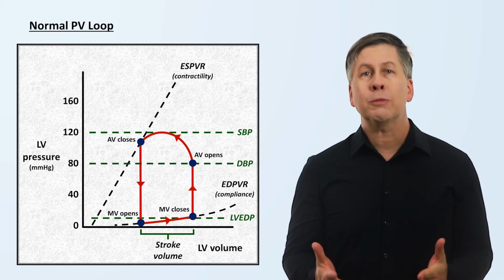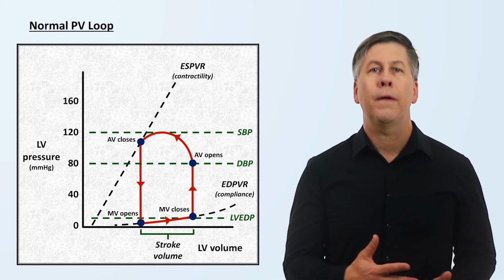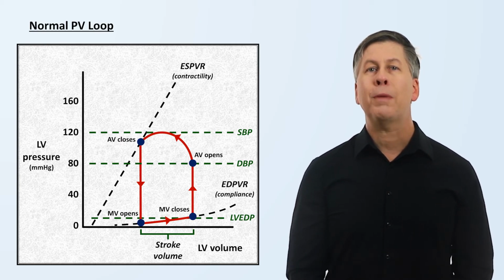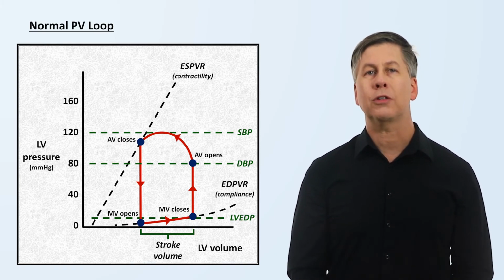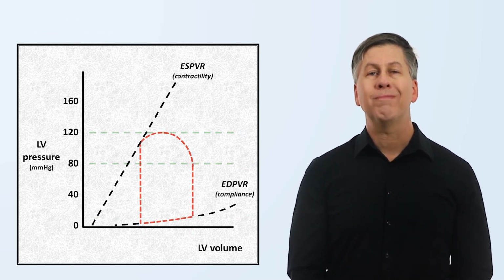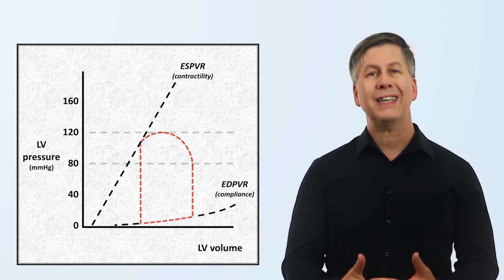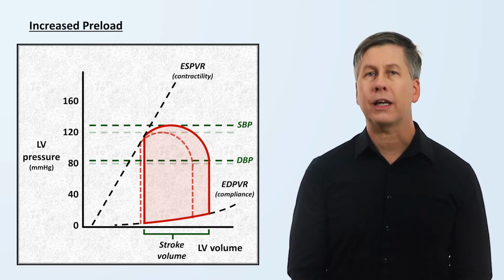Those lines themselves might shift due to pathology or due to the administration of medications, but if they do shift, the PV loop is still constrained to whatever their new location or slope happens to be. So let's go through 7 scenarios, all of which have common clinical relevance. First is increased preload, as we might see from the rapid infusion of saline.